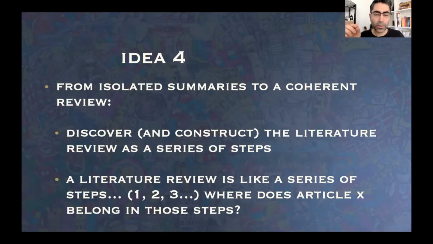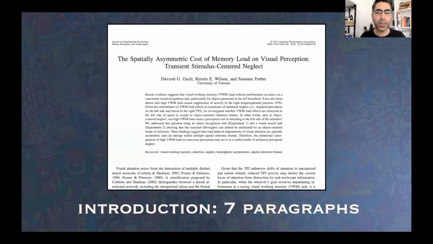To put this in a different way, I wrote here in the third point on this slide that a literature review is like a series of steps that are meaningfully organized, that you move from step 1, step 2, step 3. Then when you go back from these steps to the articles you have in your notes, you ask with respect to each article, where does this article belong in these steps? It is now helpful to give you an example. This example comes from a paper I published a few years ago.